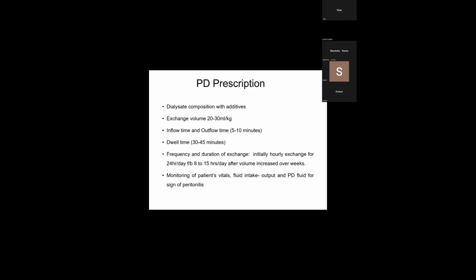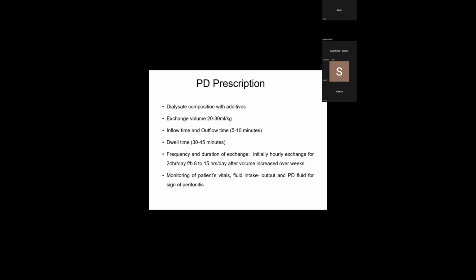Then coming to the PD prescription, what all should be included before starting peritoneal dialysis. First, we have to decide dialysate composition with additives as already discussed. Exchange volume is generally kept as 20 to 30 ml per kg, starting with lower volumes and then proceeding till 20 to 30 ml per kg. Inflow time and outflow time are kept at approximately 5 to 10 minutes. Then we have to decide dwell time according to the condition of the patient. This is kept between 30 to 45 minutes, and total cycle time is kept at 60 minutes.